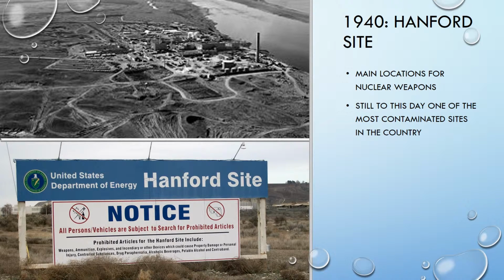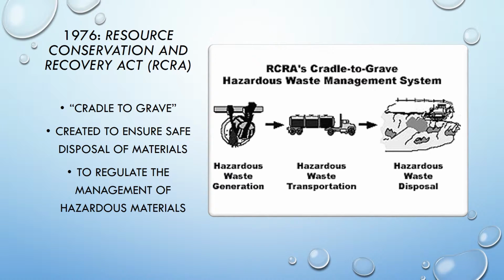So in response to the Hanford site, the United States Congress decided that they needed to pass a law. And that led us to 1976, where they passed the Resource Conservation and Recovery Act, also known as the RCRA. Now, this is known as the cradle to grave management system, as it took waste from its initial inception to its disposal and so-called death of hazardous waste.